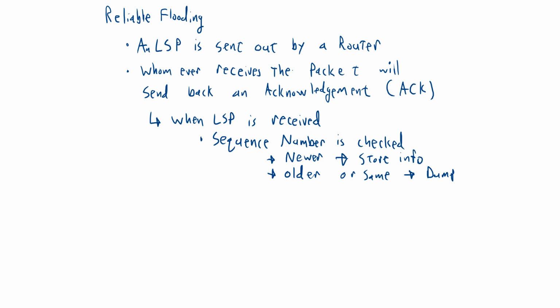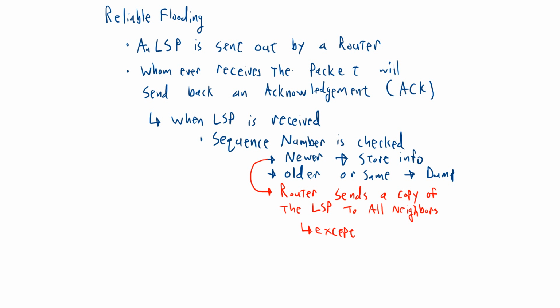And then, continuing off of if it is newer, the router will send a copy of the link state packet to all neighbors, except for whoever sent the link state packet.